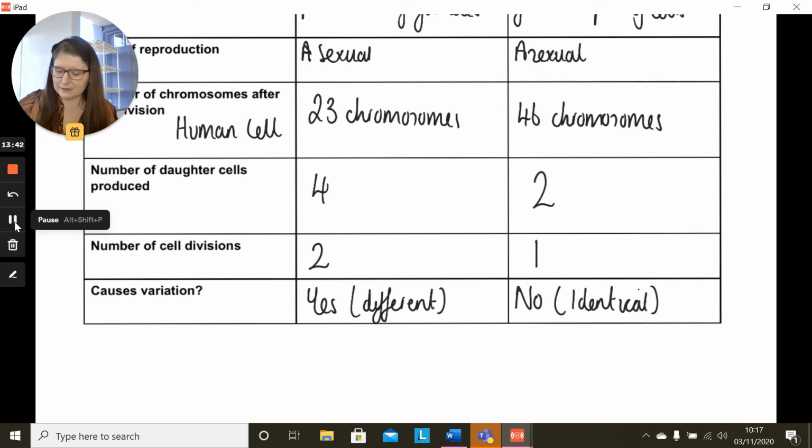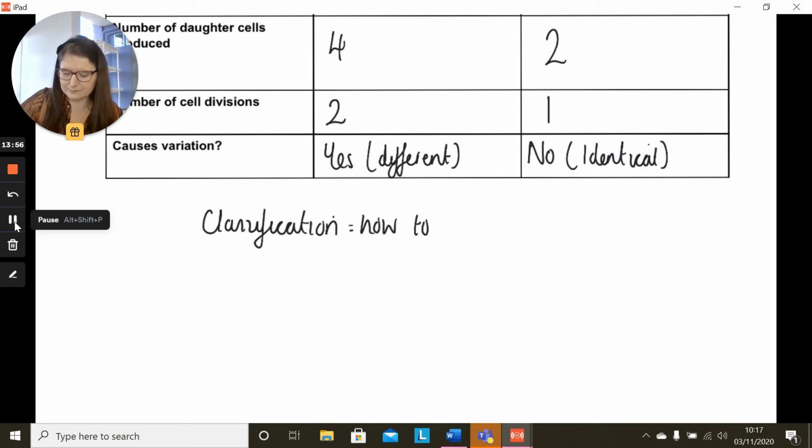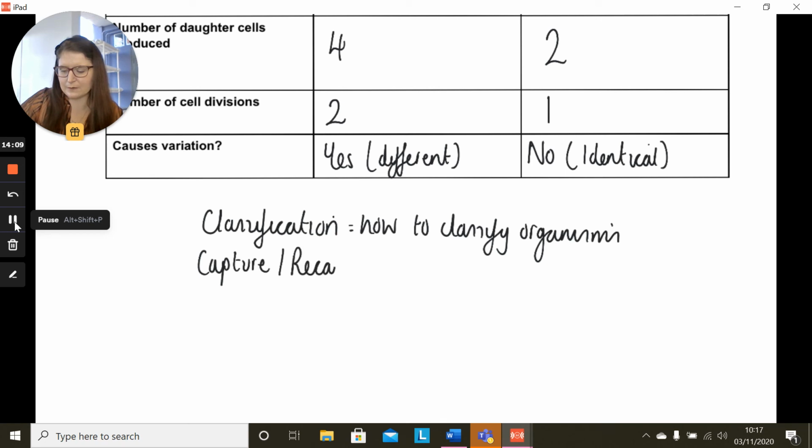In your exam in November, there are going to be these questions, but there's also going to be questions on classification. How do we classify organisms? And there's going to be a few questions on capture, recapture and quadrats. So just don't forget to revise them as well.